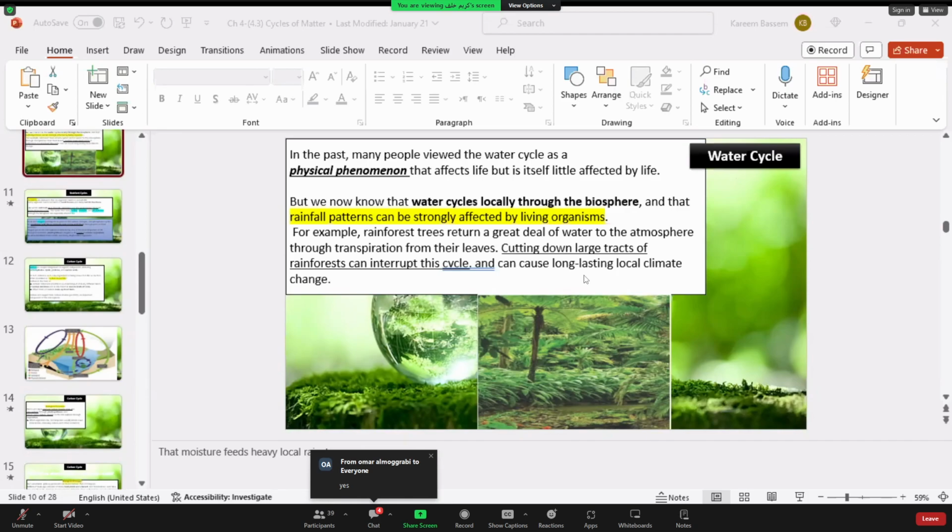Yes, I said a human being can, by forestation, by planting trees. When planting more trees, there is going to be more transpiration, so even more water vapor. Exactly, or even the opposite, which is cutting down trees. So that's it.